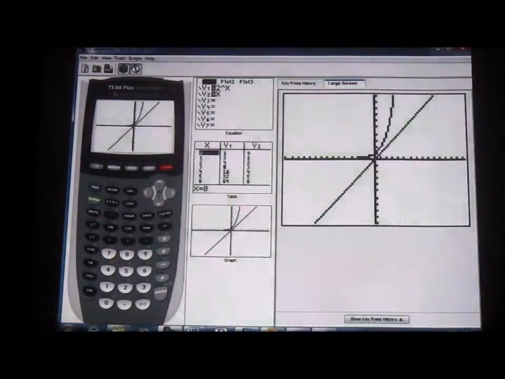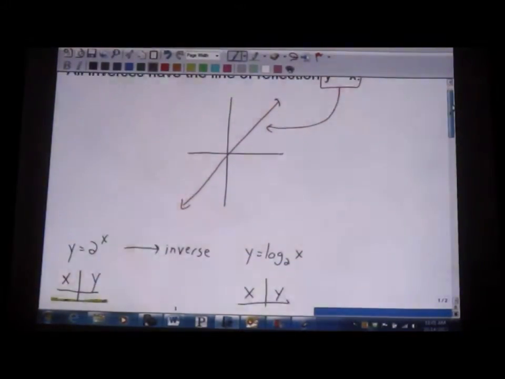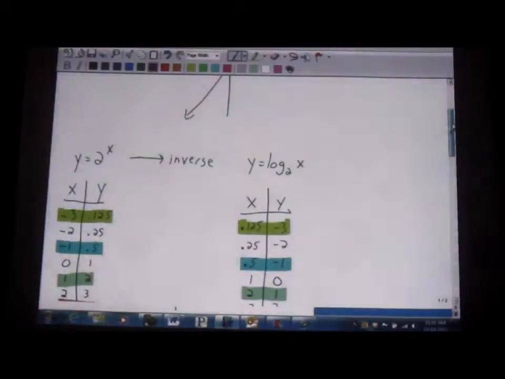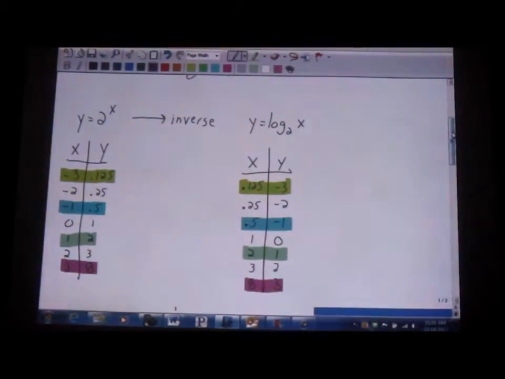As we look at the graph, we see both the exponential, the curve, and the line y equals x. All inverses have the line of reflection y equals x, and we find the inverses by switching x and y. Using the table of the exponential on the left, we can find the inverse, which is the log base 2 of x, by making a new table with x and y values switched.